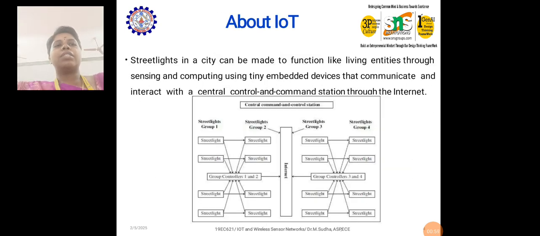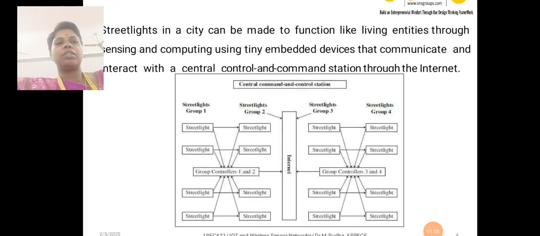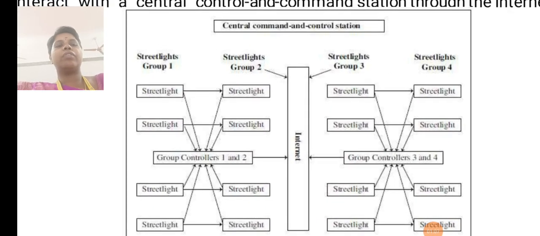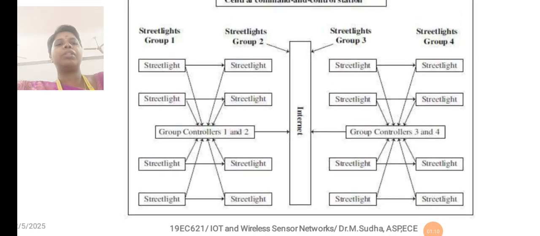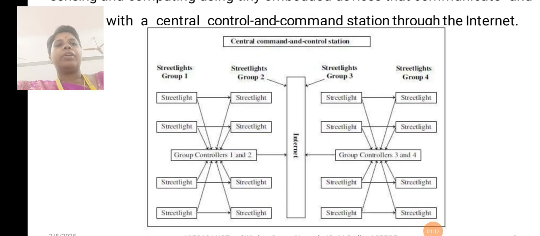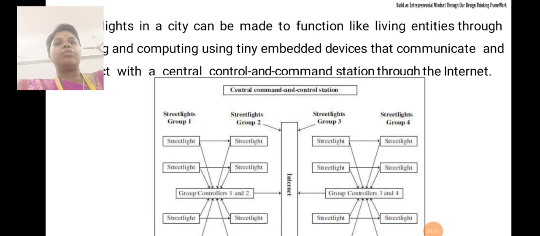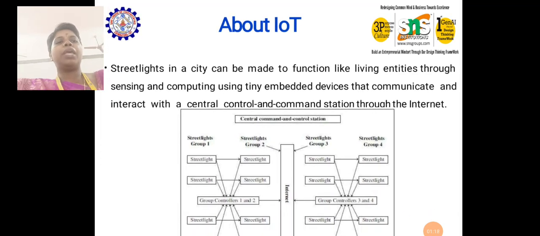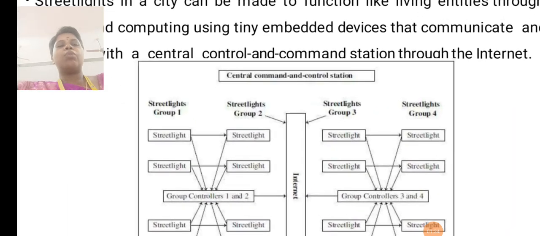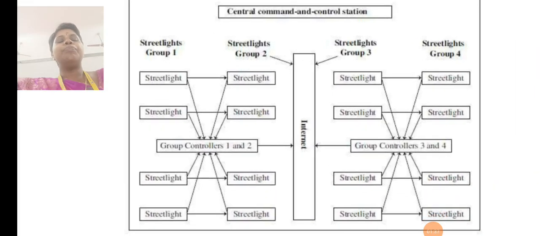Okay, and next, just see this image here. The street light we have taken as an example, the very basic example, which is connected with the internet. So here the street lights in a city can be made to function like living entities through sensing and computing using tiny embedded devices that communicate and interact with their central control and command station through the internet. So this is how the street light information reaches the central server.